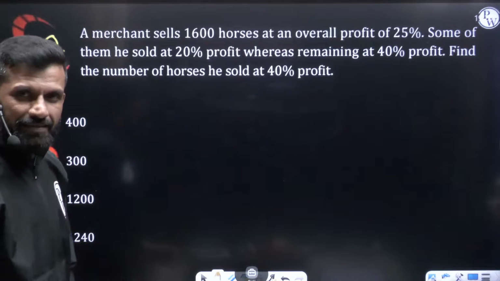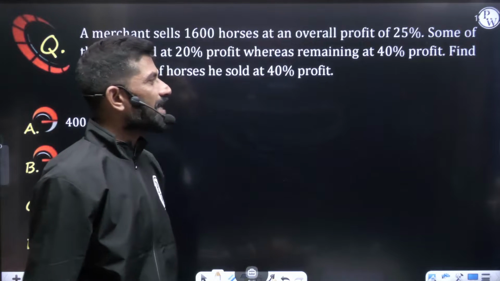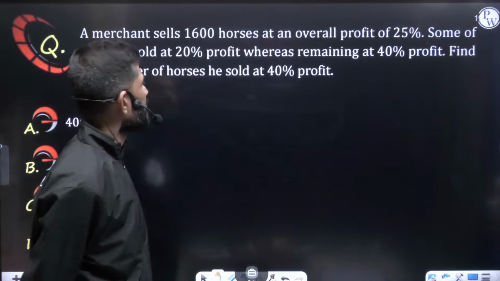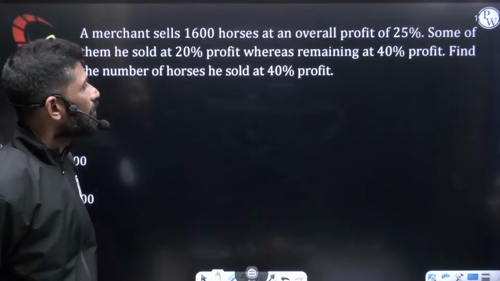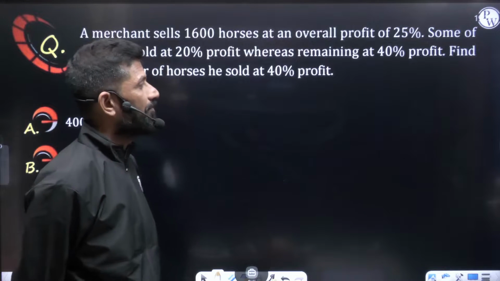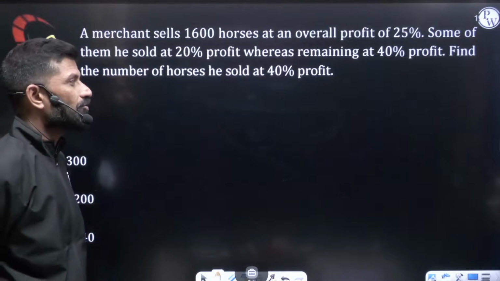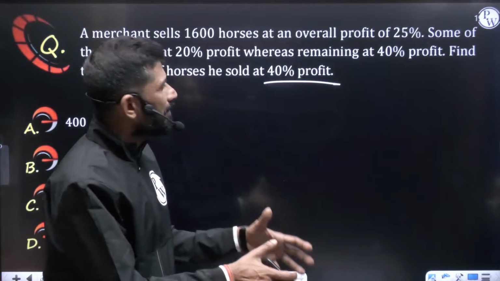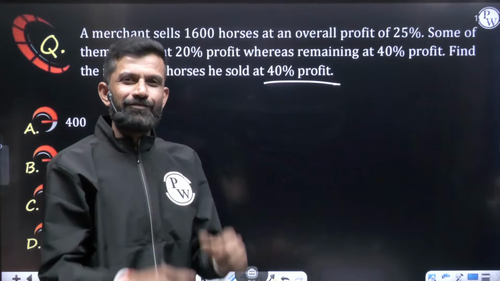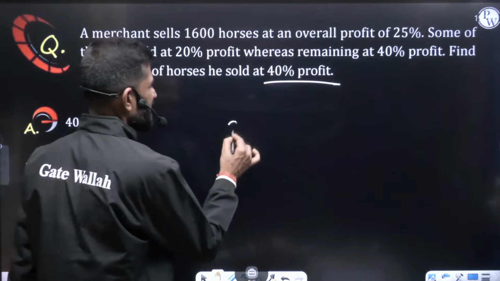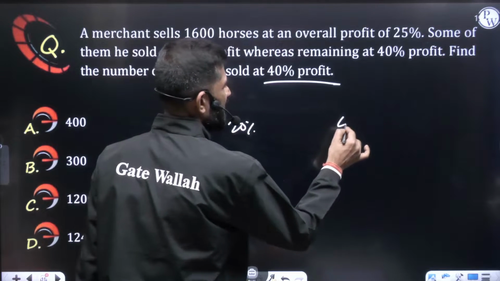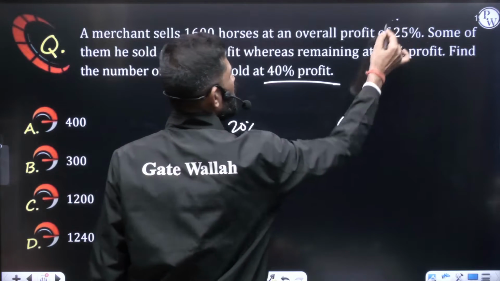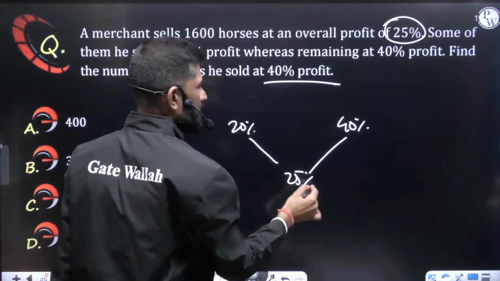A merchant sells 1600 horses at an overall profit of 25%. Some of them he sold at 20% profit, whereas the remaining at 40% profit. Find the number of horses he sold at 40% profit. Simple. One side is getting 20% profit, the other side 40% profit, and overall, the mean value, he is getting 25% profit.